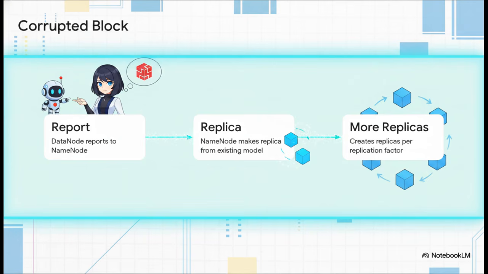Step 2, the name node steps in and makes a replica using an existing healthy model. Step 3, the name node just continues to create replicas according to the established replication factor. Walking through these specific steps confidently shows you truly understand how HDFS handles hardware failures and ensures data integrity.